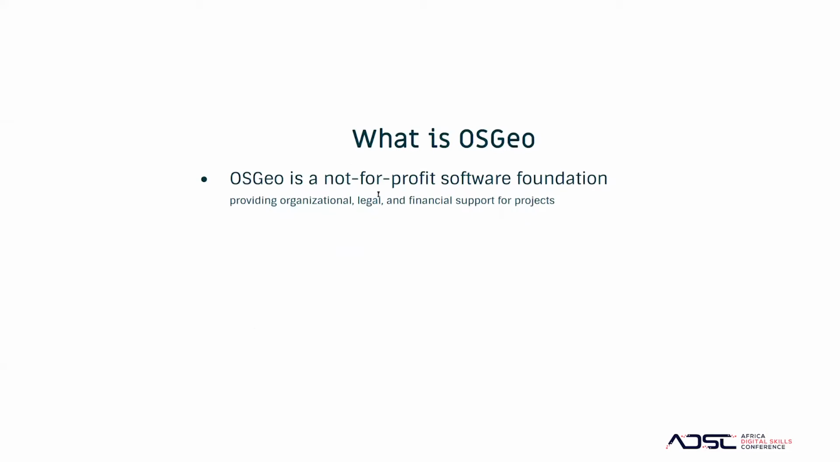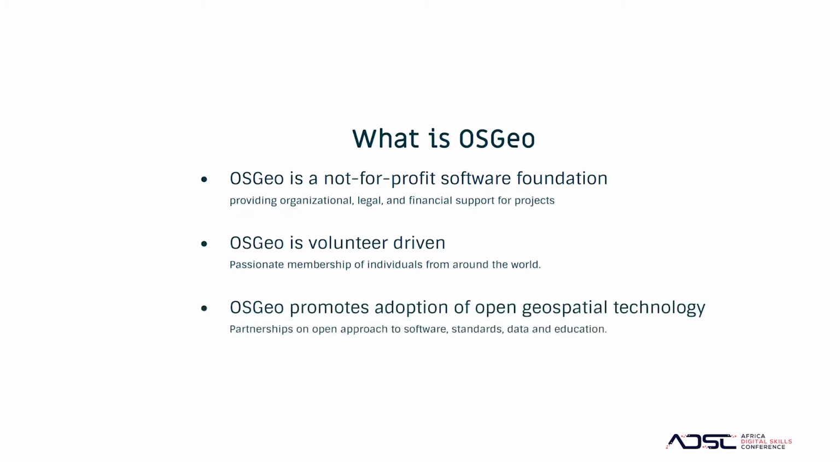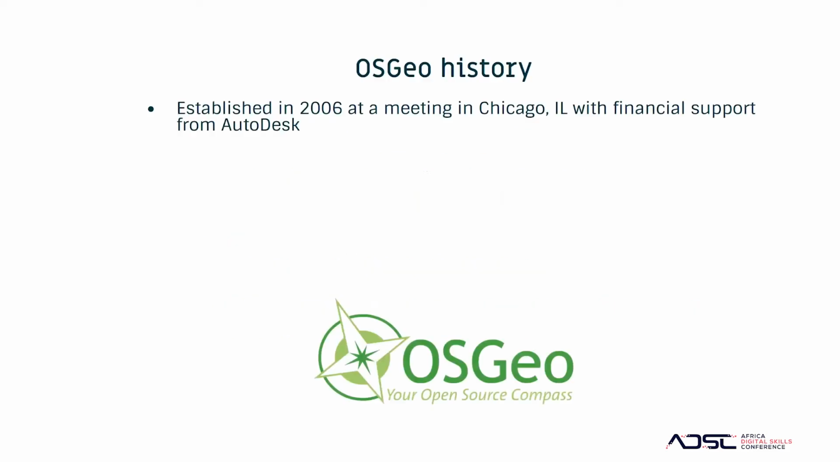So basically, OSGeo is a not-for-profit software foundation that provides organizational, legal, and financial support for projects, is volunteer-driven, and promotes adoption of open geospatial technology. It started way back in 2006. By the way, if I am going too fast, please don't hesitate to put a message in the chat. And if I'm going too slow, you can turn on my BPM too, so I can sing faster.